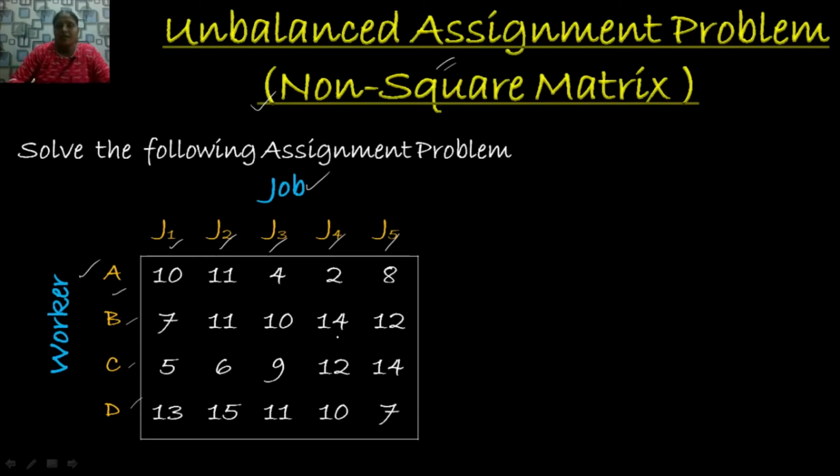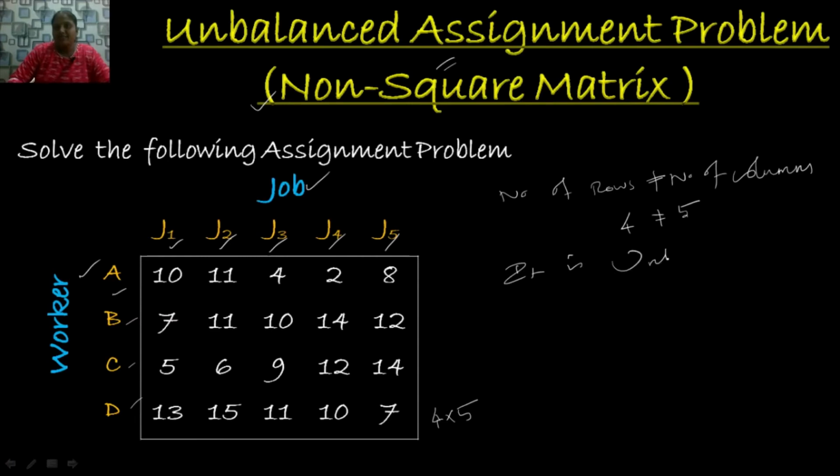So, look at the order of the matrix first. It has 4 rows and 5 columns. So, it's a 4 by 5 matrix, which means it is an unbalanced assignment problem, since the number of rows is not equal to the number of columns. If the number of rows is not equal to the number of columns, then such a problem is an unbalanced assignment problem.